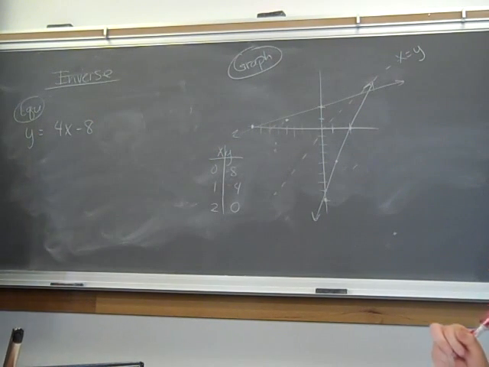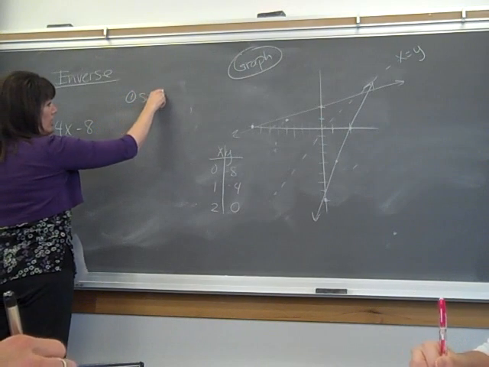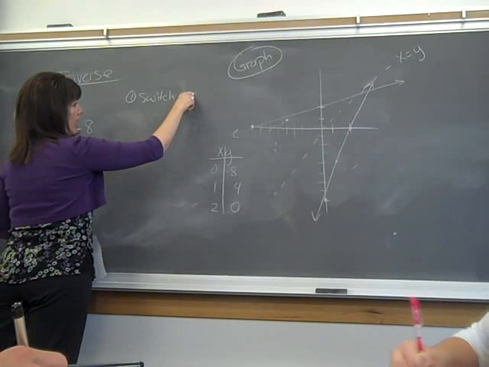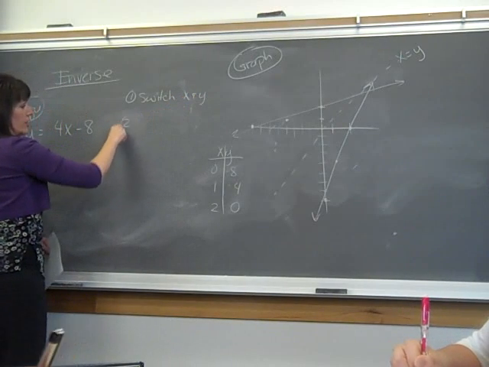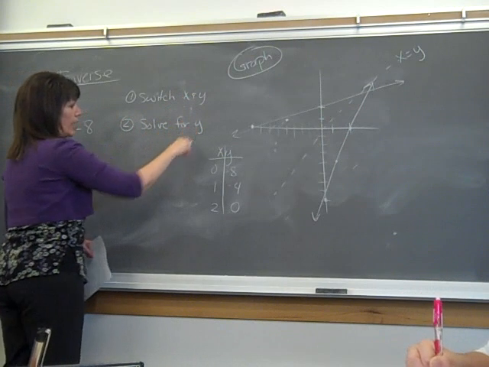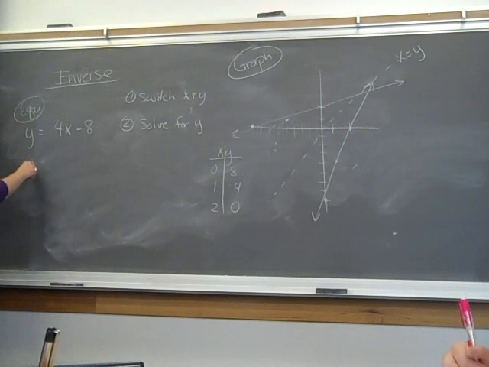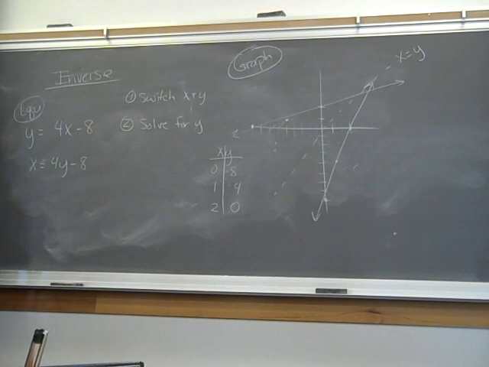The steps to finding the inverse of an equation are: number 1, you switch x and y, and 2, you solve for y. It's that simple. Okay, so the first step says switch x and y. So literally, I'm going to put my x equals 4y minus 8. Just switch x and y.